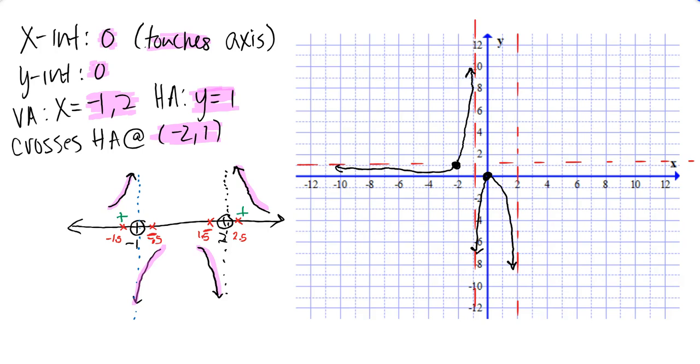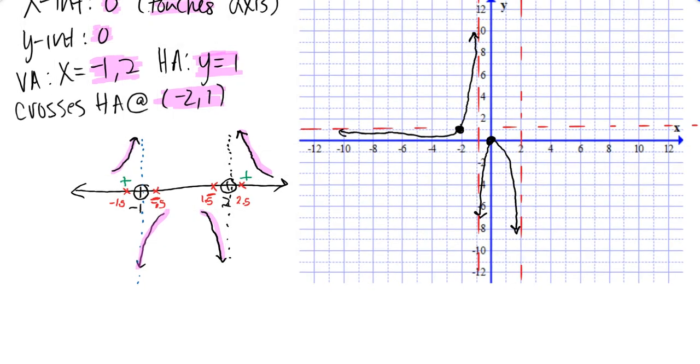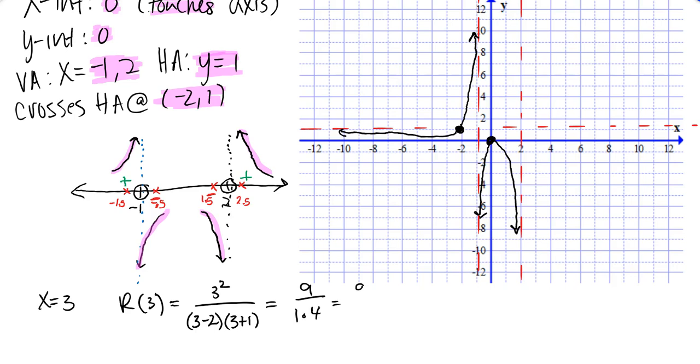And then I don't have any points in this final section on the right, so I'd feel a little bit more comfortable if I picked one value, let's say an x of 3. So if I take an x value of 3 and substitute it into my function, r of 3 would be 3 squared over 3 minus 2 times 3 plus 1. It's 9 over 1 times 4. That's 9/4, which is about 2 point something, just a little bit more than 2.